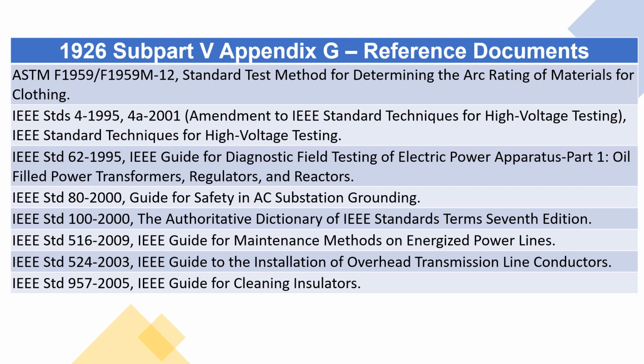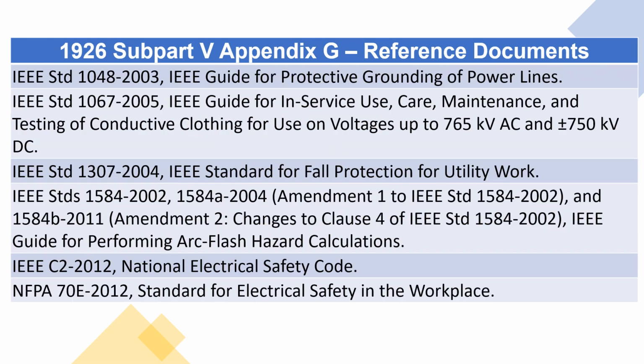IEEE STD 516-2009, IEEE Guide for Maintenance Methods on Energized Power Lines. IEEE STD 524-2003, IEEE Guide to the Installation of Overhead Transmission Line Conductors. IEEE STD 957-2005, IEEE Guide for Cleaning Insulators. IEEE STD 1048-2003, IEEE Guide for Protective Grounding of Power Lines.